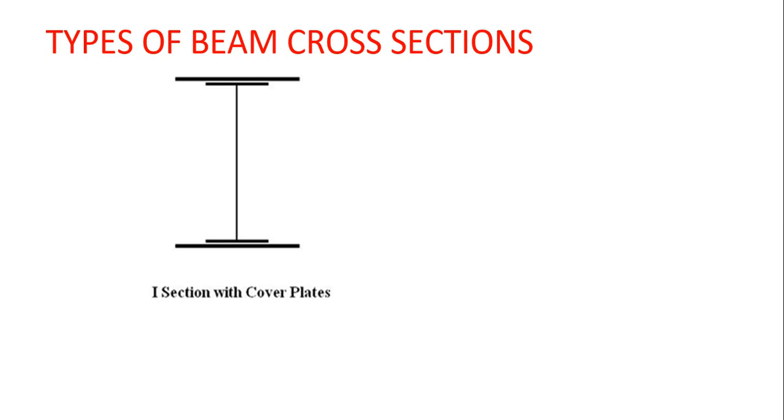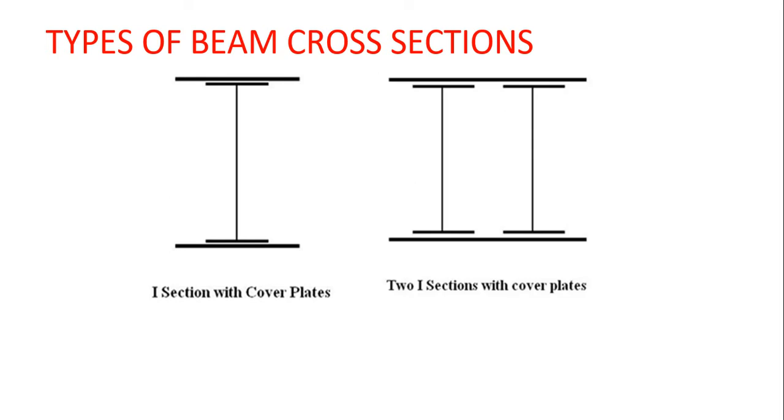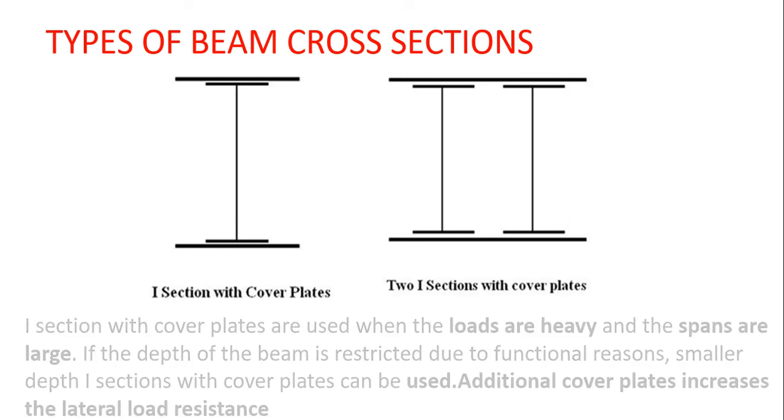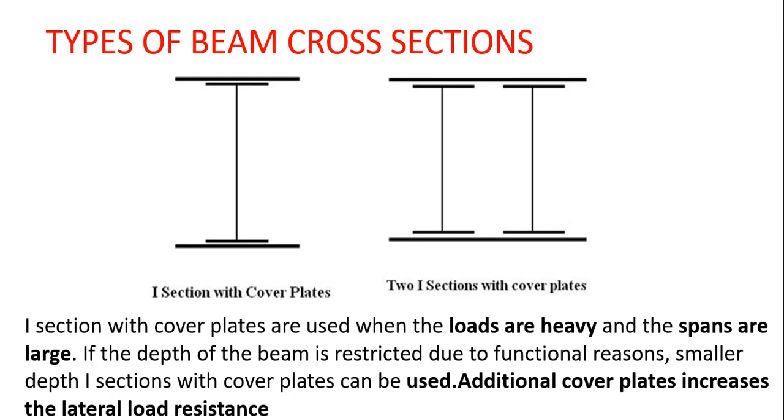Here you can see an I section which is used as a beam along with two plates, and these two plates are called cover plates. One with each flange is being used, and these cover plates will be running throughout the length of the beam. So this is an example of an I section with cover plates. I sections with cover plates are used when you have heavy loads and also large spans. In some cases, if the depth of the beam is to be restricted due to some functional reasons, smaller depth I sections with cover plates can be used. Using these additional cover plates increases the lateral load resistance of the beam.